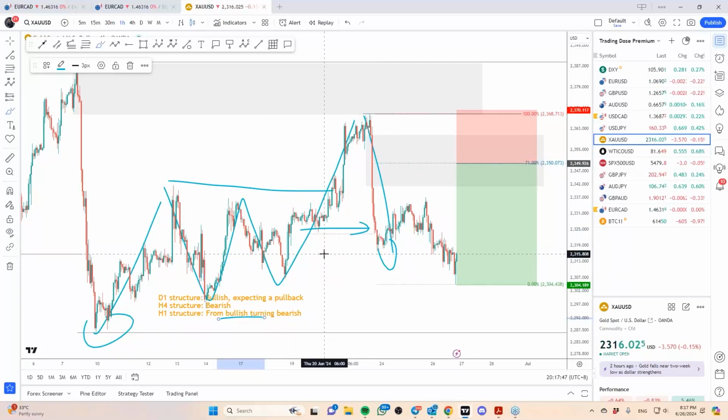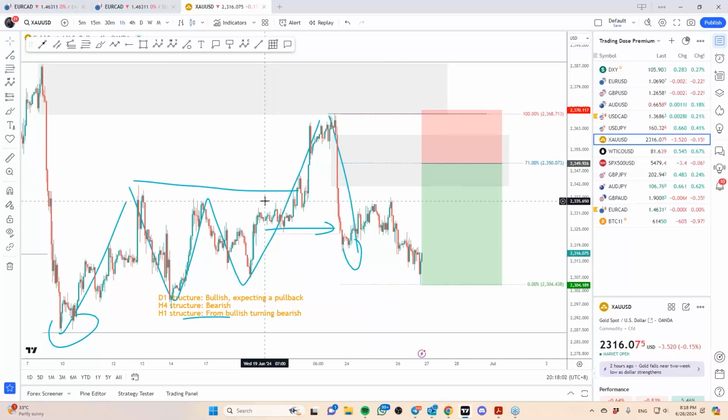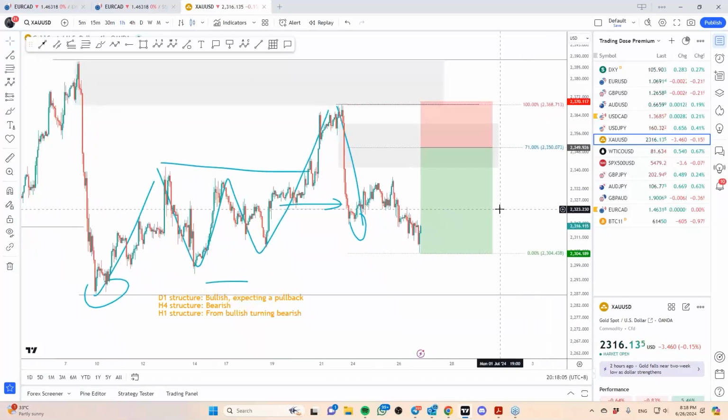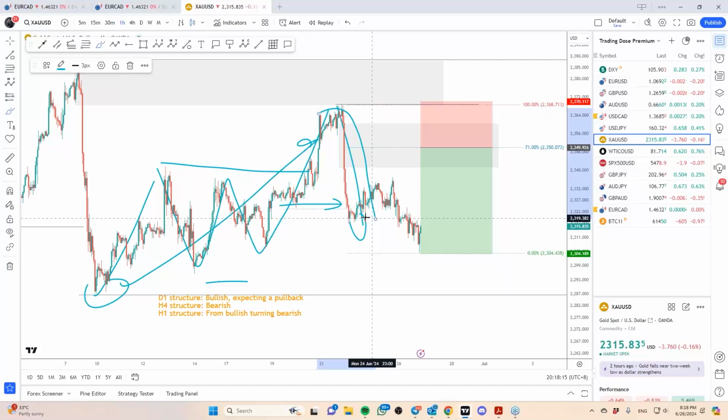Obviously we are not waiting for all stars in alignment. When we're working on this, we're essentially understanding what's happening on the daily and on the H4, and we are not waiting for full alignment. We're understanding the overall picture of what's happening. On the daily, we're expecting a pullback. On the H4, we are bearish, so that has a little bit of alignment already. Then on the H1, initially a bullish structure turns to an initial shift, from bullish to bearish. It may start to align with the H4, which aligns with the daily in terms of the pullback.